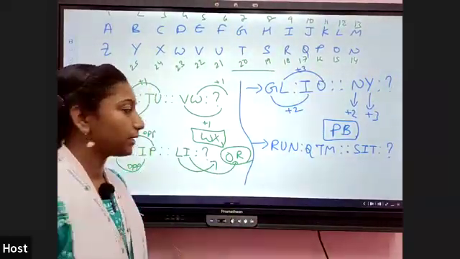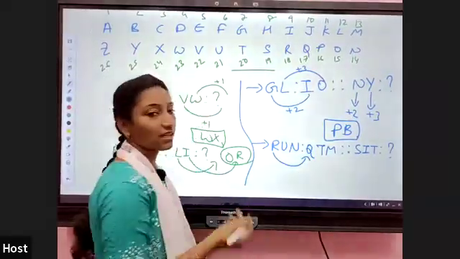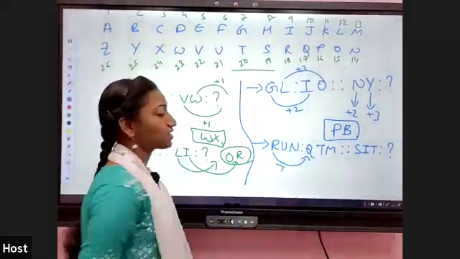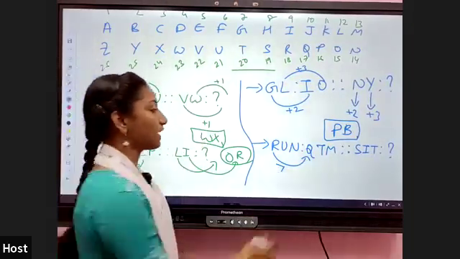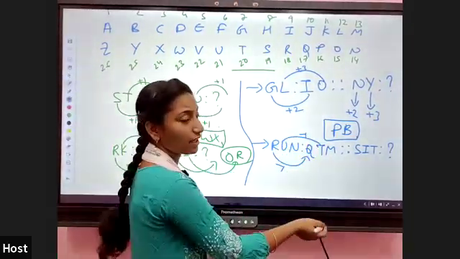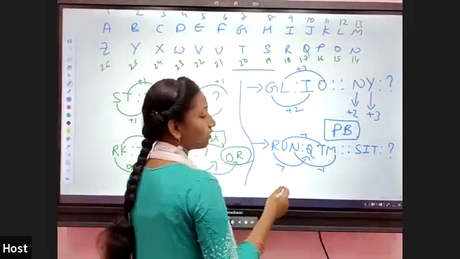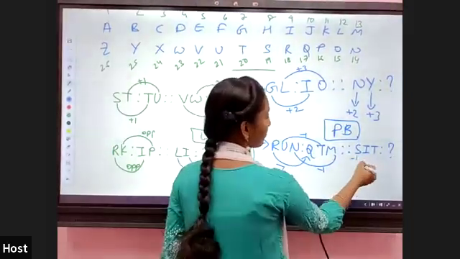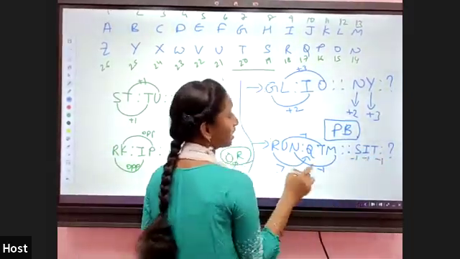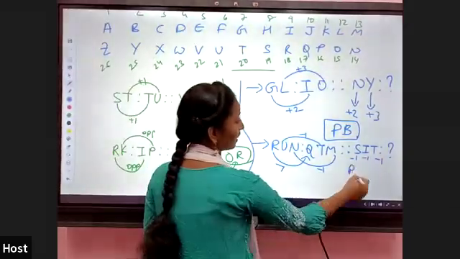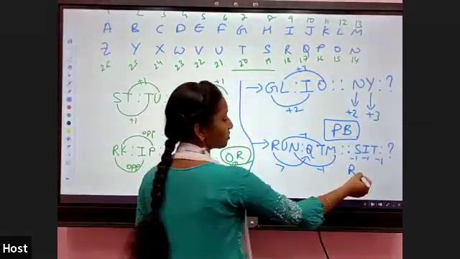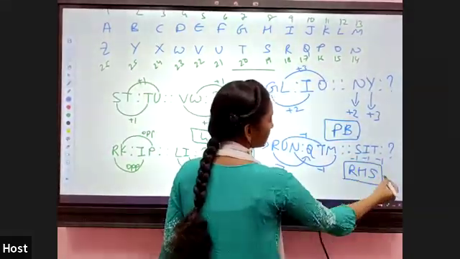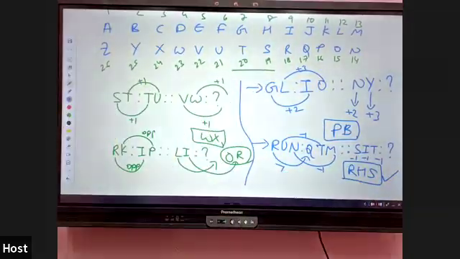Let us find the theme. R and Q: what is the relation between R and Q? They did -1. Next for U and T, -1. For N and M, -1. Let us solve the question SIT. For S -1, I -1, T also -1. S -1 means R, I -1 means H, T -1 means S. So RHS is the answer for SIT.